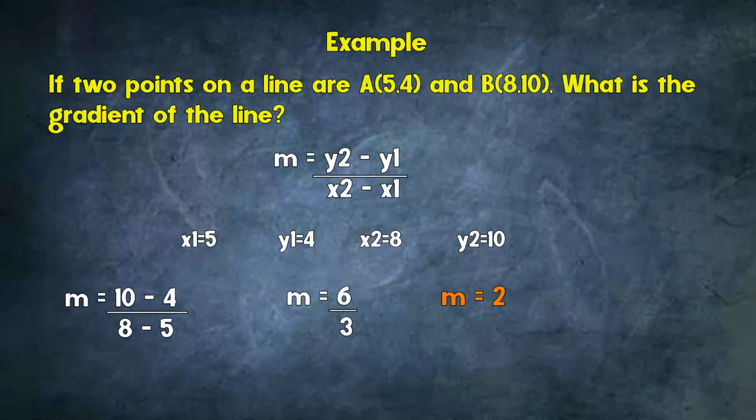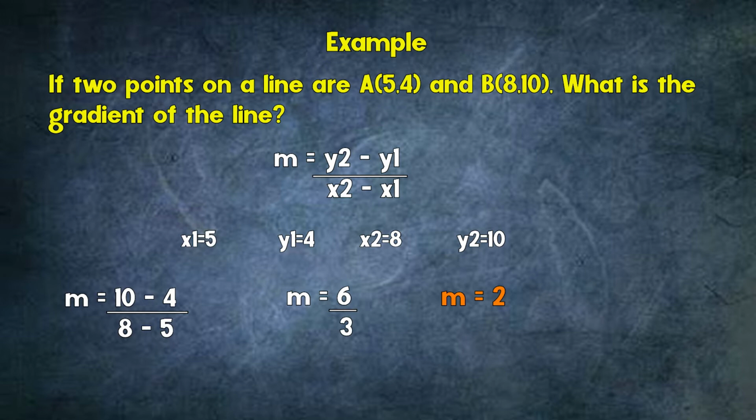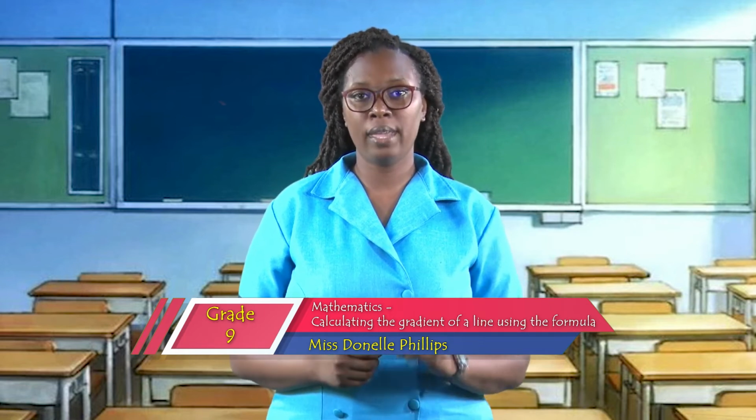Now what can we conclude about the graph of this line based on its gradient? Would the graph be slanting upwards? Would it be slanting downward? Would it be a horizontal line? Would it be a vertical line? If you said that the line slopes upward, then you are correct. Because the gradient is a positive gradient, the line would be sloping upward.